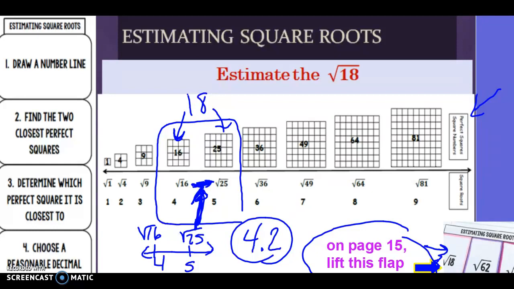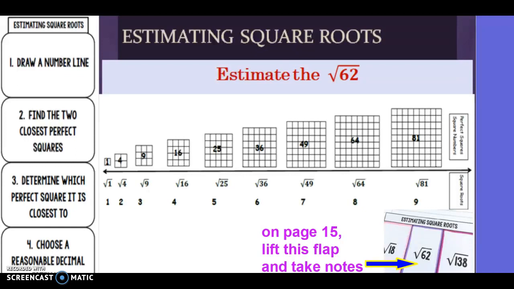If you need some help, follow this path that's laid out for you here. Draw your number line. Find the 2 closest perfect squares. Determine which one it's closest to, and then choose a reasonable decimal for your answer. Let's try another one on that same orange slip that's glued in on page 15.